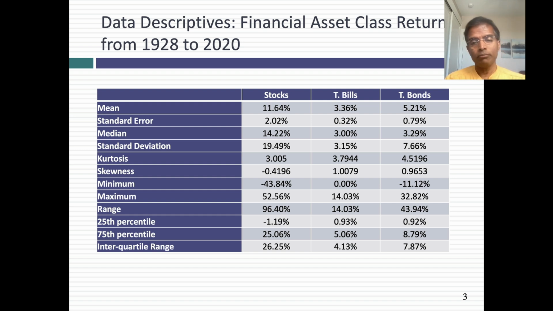Now let's look at the median. Remember again, the median is the midpoint of your sample. Since I have 93 years of data, if I rank them, it would be the 47th observation. The median return for stocks is 14.22%. Half of all annual stock returns were higher than 14.22, half were lower, but already you can see the median return was actually higher than the average.